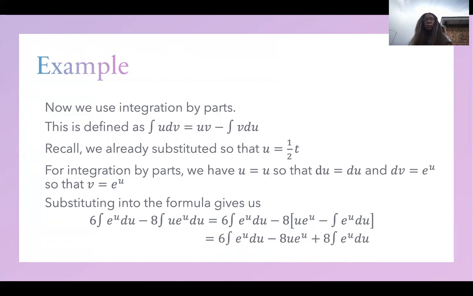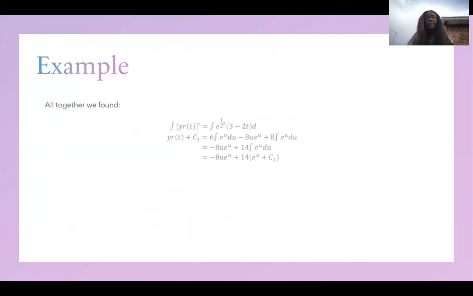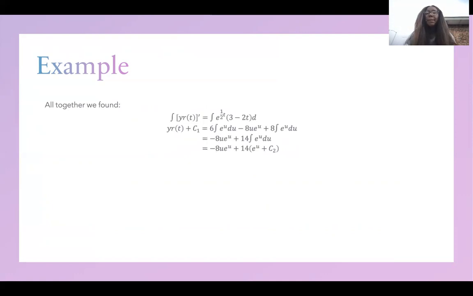And we have these two integrals of e to the u, so that we can also combine, right? And so we can combine that. These are all of our steps here so far, but we can combine that 6 and that 8 to be 14. So we end up with negative 8u e to the u plus 14 times the integral of e to the u du. But of course, the integral of e to the u is just e to the u. So we get 14 times e to the u plus our integration constant, right?